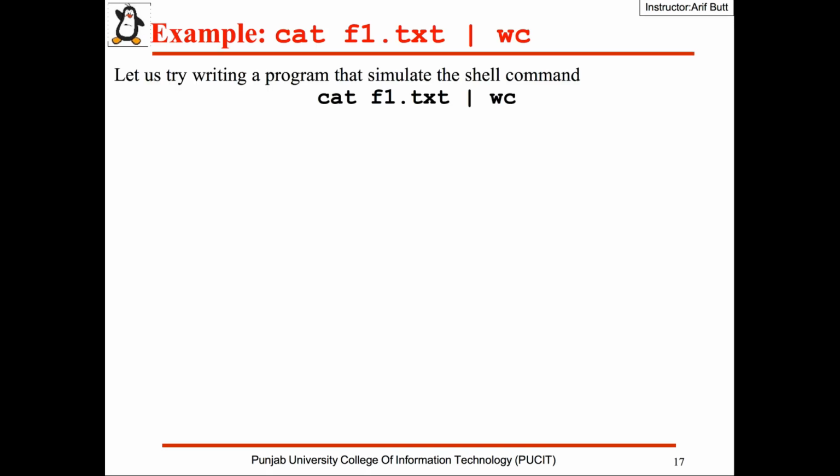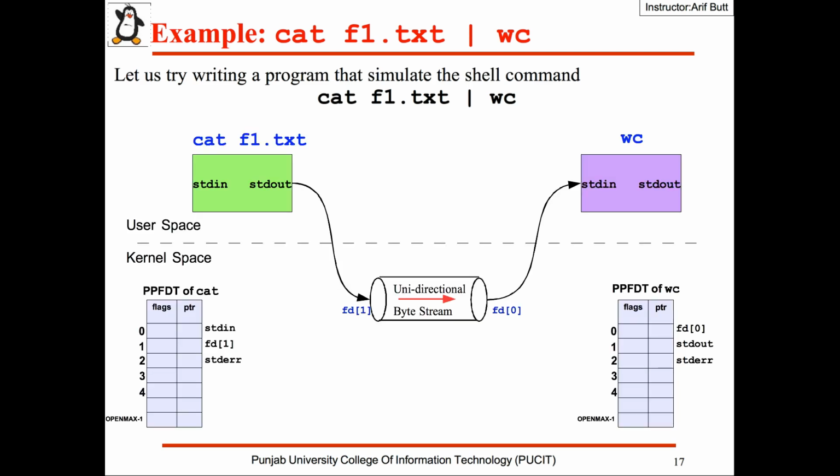Move ahead. Okay. So let us try writing a program that simulates this shell command, cat f1.txt pipe wc. Okay, so what we are going to do now is create a program and redirect its output to the write end of the pipe. And over here, this program will have its input redirected. Instead of stdin, it will be pointing to the read end of the pipe.